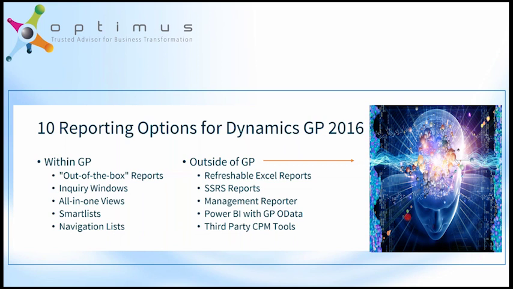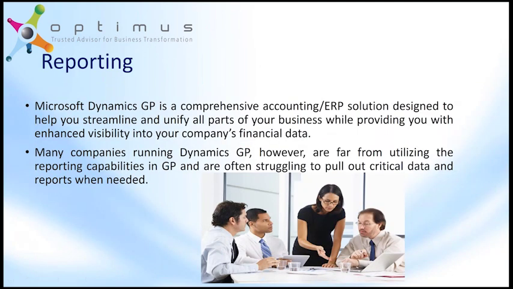So outside of GP, we have refreshable Excel reports that also come from Cubes, SQL Reporting Services, Management Reporter, Power BI with GP data, and third-party CPM tools. What's a third-party CPM tool? CPM is corporate performance management. So that's more Cognos, Hyperion, BI360. These are a lot more advanced tools that are used for financial reporting, budgeting, forecasting purposes that complement the ERP.